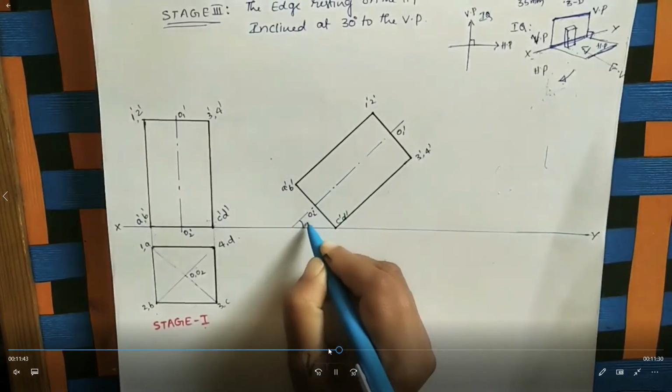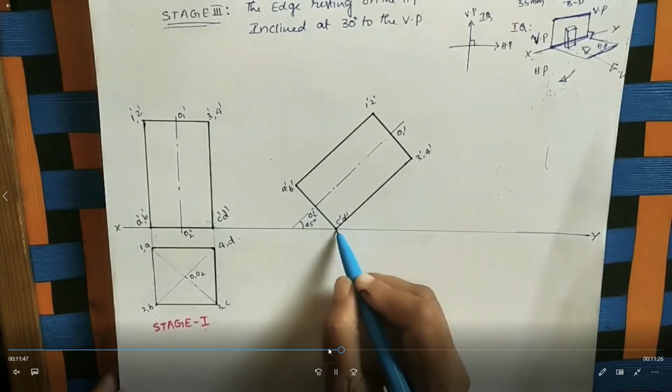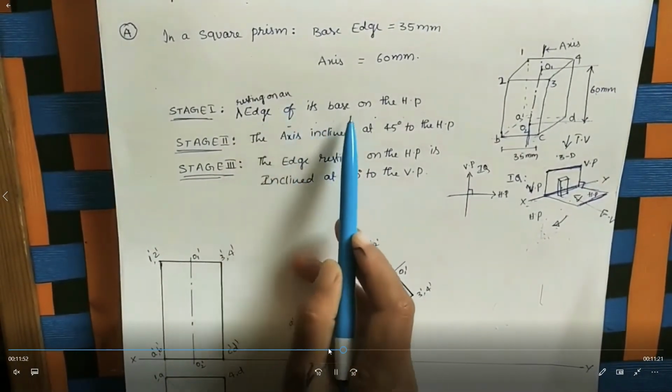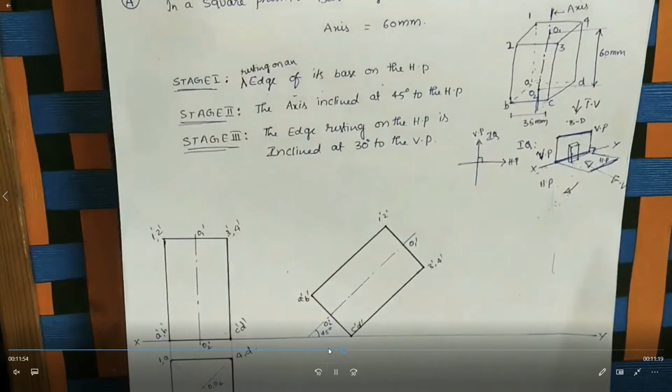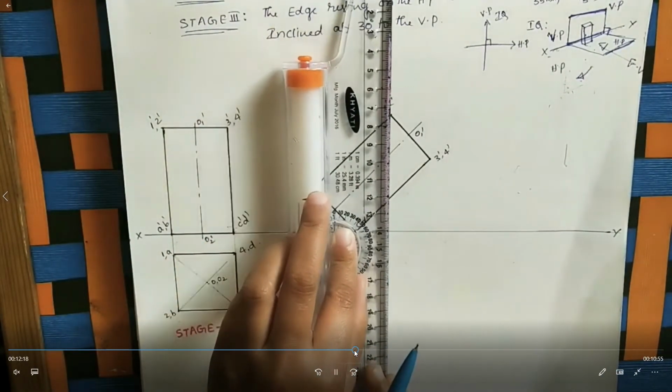Now you extend the lines. Inclination front view to first stage top view. First stage top view lines and inclination front view lines. Now extend the lines in this way with the help of the scale.